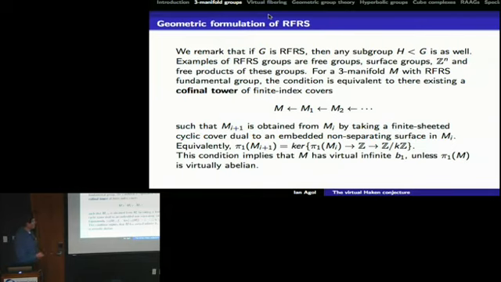This condition implies that the group has what I call virtually infinite Betti number. In other words, when you take this sequence of Mi's, if I take Gi modulo its commutator subgroup, the rank of that group tensored with Q, the first Betti number of that group, will grow unboundedly, except if the group is already abelian, like Z cubed, the fundamental group of the three-torus. So this is a very strong condition on a group.